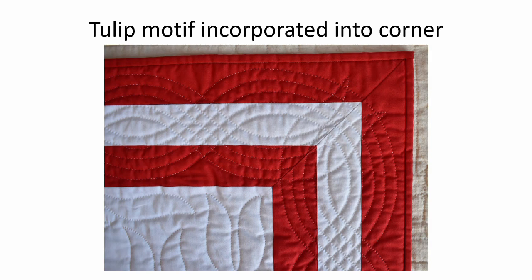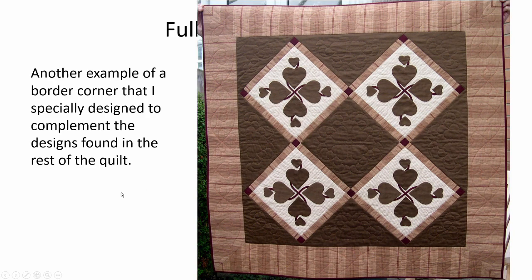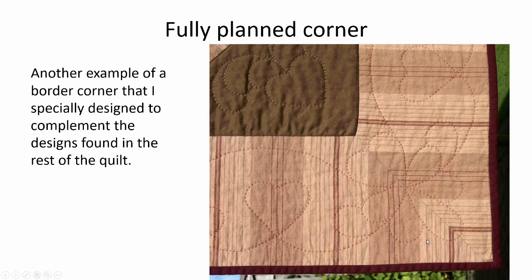So for example, on this quilt, the main part of the quilt had tulips as part of the quilting. And can you see that I incorporated the tulip into the border, into the corner. Here's another example where the design of the border echoes the hearts that are in the main applique part, and if I show you a close-up of the corner, you can see that the hearts and the feathers were used to design a corner which was completely individual and sympathetic to the rest of the design too.